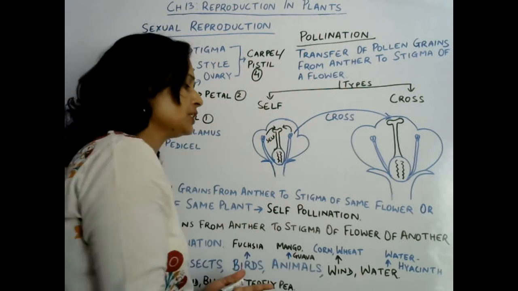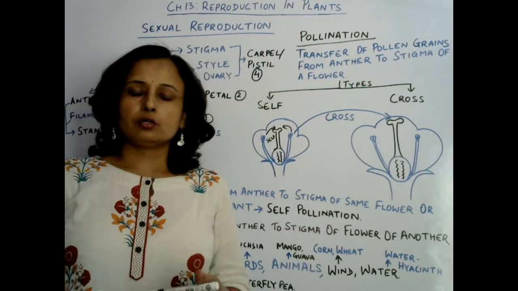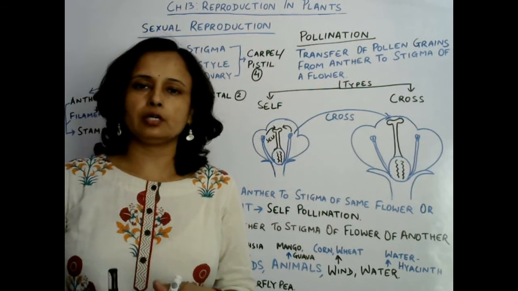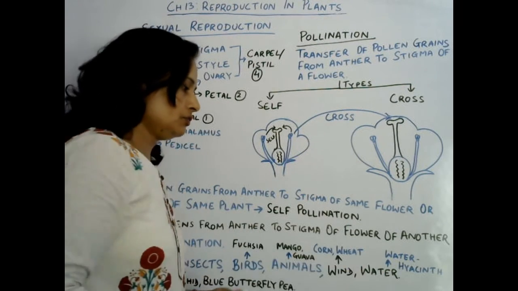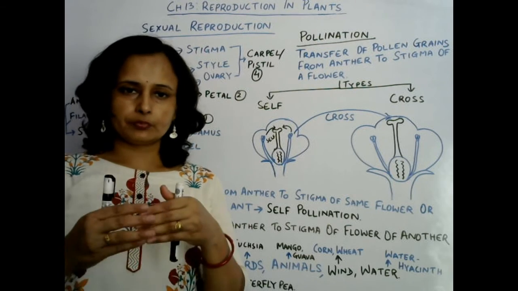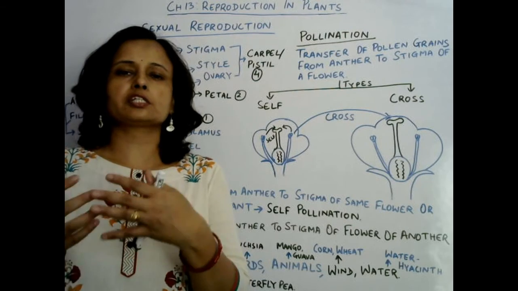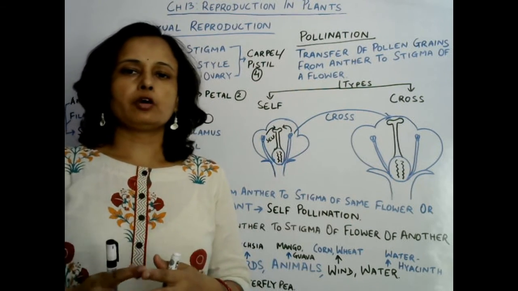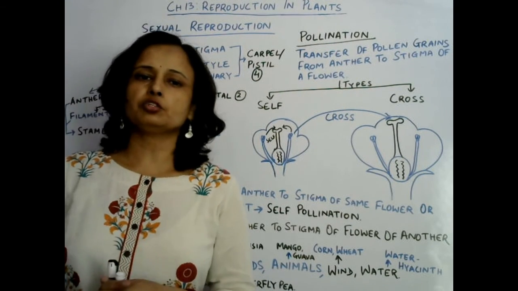Next is water. Obviously, water pollination will take place in the water. Aquatic plants, the plants which are found, the flowers which are found in water. So for example, water hyacinth, which is found in water. So it depends upon the structure of flower, what is its structure, how attractive it is. On that only the pollination process takes place.